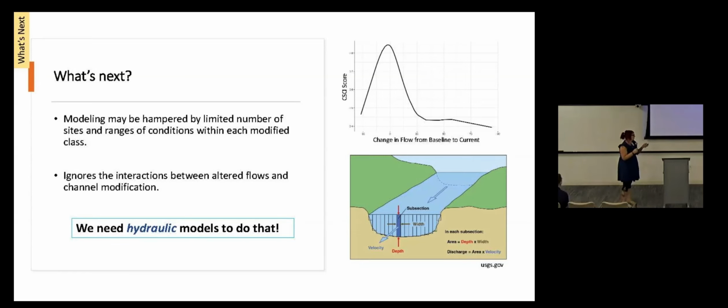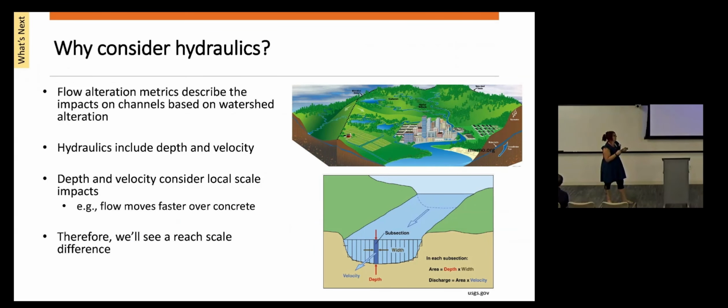To do that, we need hydraulic models. The reason we need to consider it is that the flow alteration metrics we use are really good at a regional scale. We've used them very successfully to find problem areas and prioritize. But they're based on the alteration within the watershed rather than in the reach itself. So including hydraulics such as depth and velocity is really going to get at the local scale factors, so we understand how that's interacting.